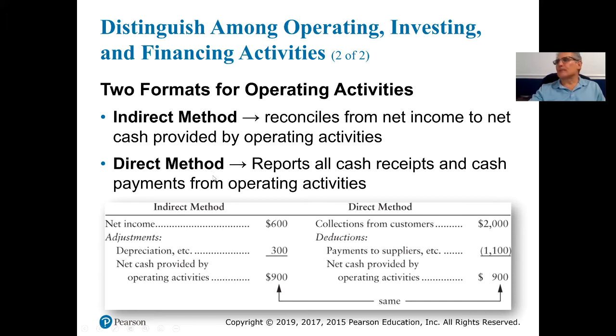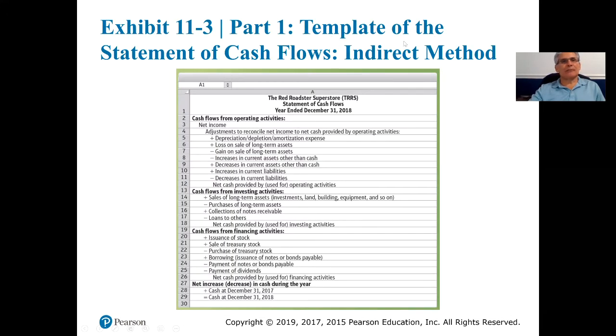in the same way. We have a template here, a template of the statement of cash flows using the indirect method. And this is a good template to refer to when you're preparing the statement of cash flows and trying to remember how you prepare it. First of all, you have the 3 sections: the cash flows from operating activities, the cash flows from investing activities, and the cash flows from financing activities. Those 3 sections are going to be presented on the financial statement.